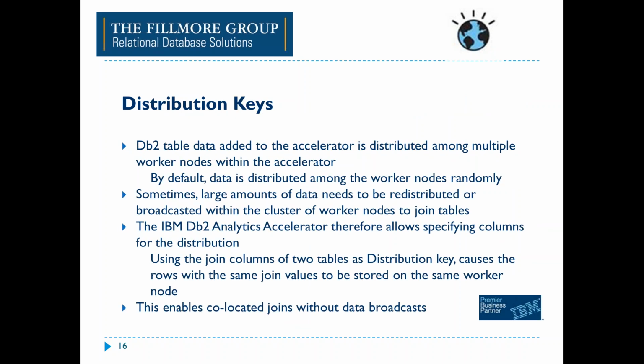So I mentioned the distribution keys. The distribution key works the same way in DPF that it did before, in that if I have tables that are joined together commonly, I have a purchase order table and a purchase order line item table. They're always joined together by purchase order number, and they're both being stored in the accelerator. Then I want to have the distribution key for those 2 tables to be the same. In this case, purchase order number.